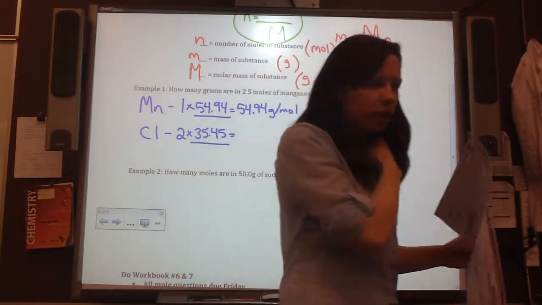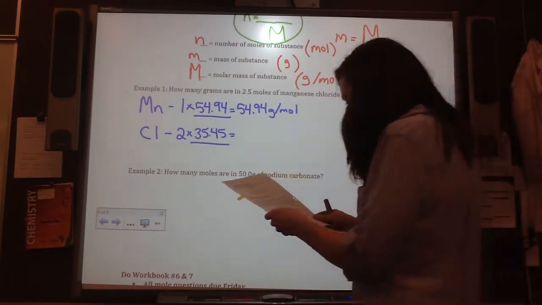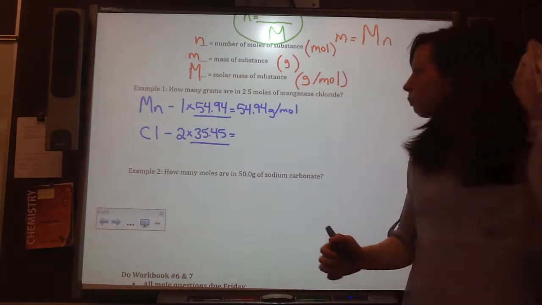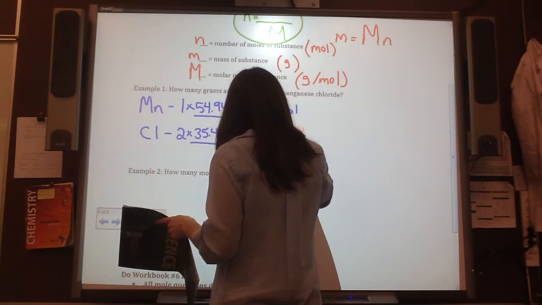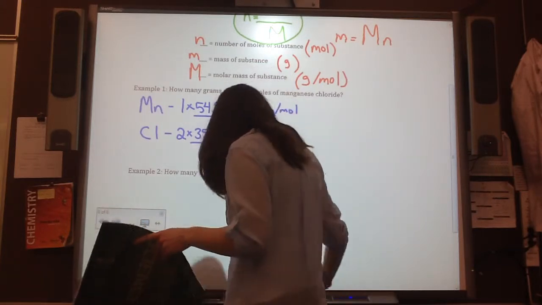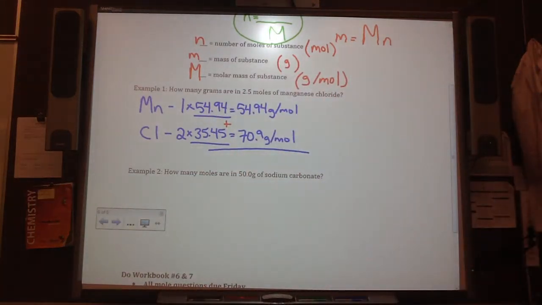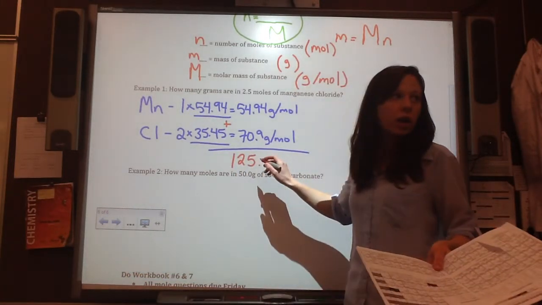Should put the units there, grams per mole. And what's our chlorine then? That's 70.9? Okay, so then you total it up. What's our total? Yeah, go ahead. I got 125.84 grams per mole.